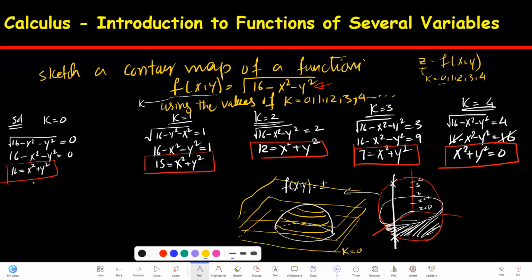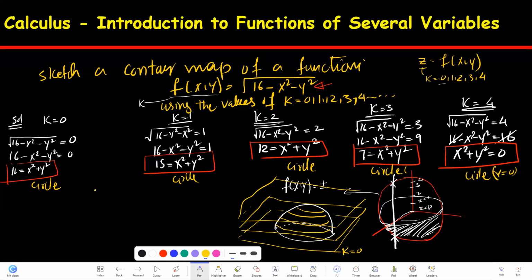And you can see here, this is a circle. This is a circle. This is a circle. This is a circle. This is also a circle. This circle has radius equal to 0. This circle radius equals maybe 7. This circle radius equals 12. This circle radius equals something else. This circle radius equals something else.